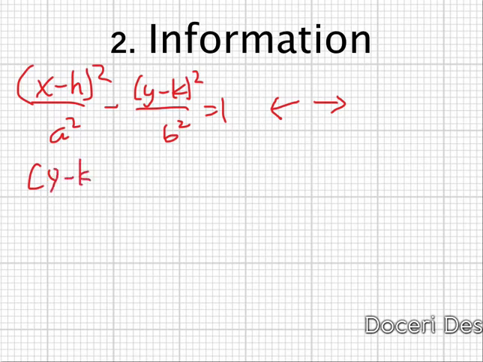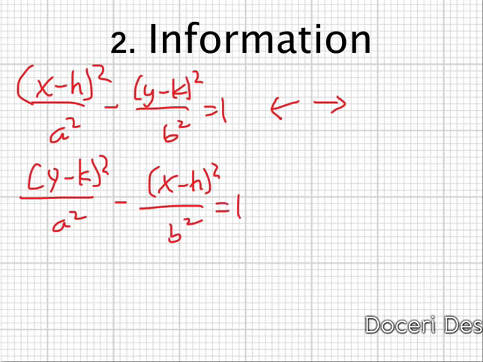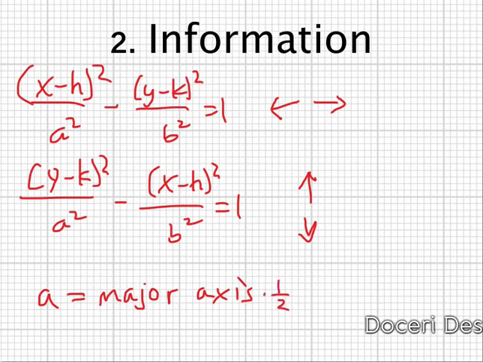If you have y minus k squared over a squared minus x minus h squared over b squared equal to 1, then it's going to go up and down. The reason again for this is the y value is positive in the bottom example and x is positive in the top example. So that's really important that you know. A is half the major axis, and B is going to be half the minor axis.